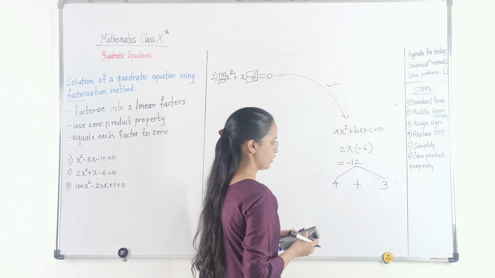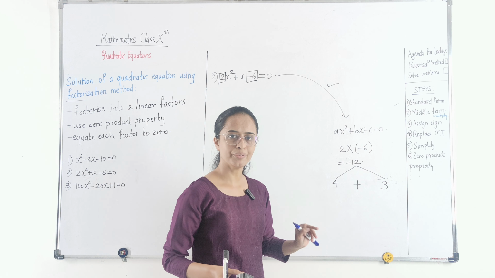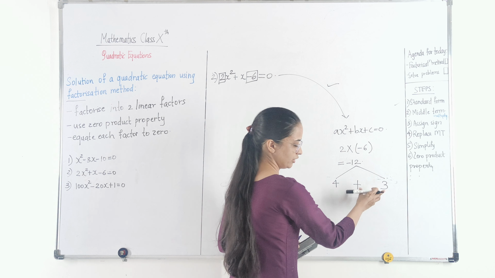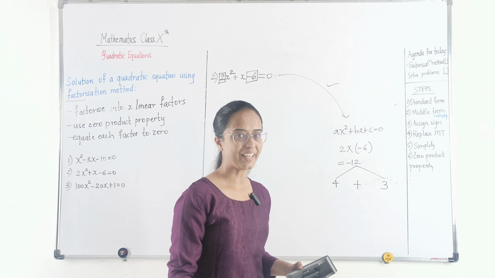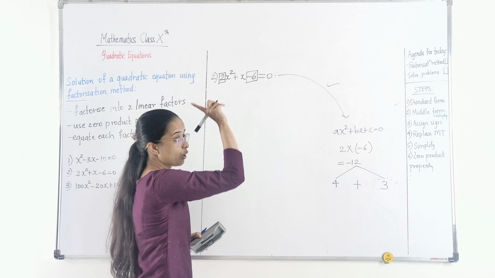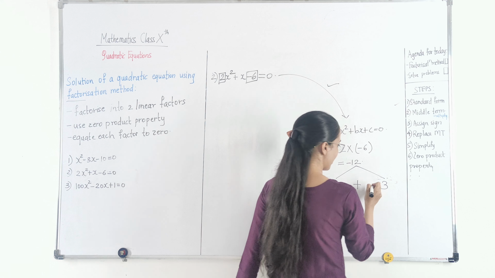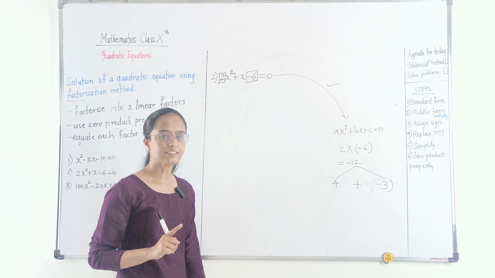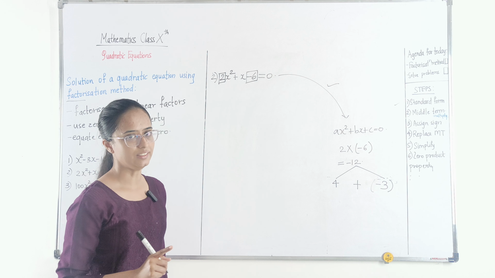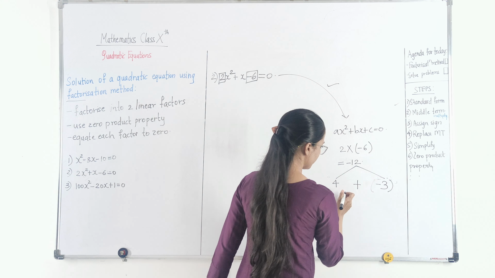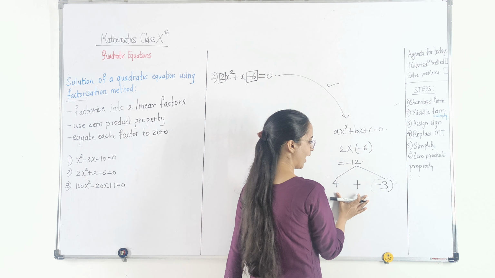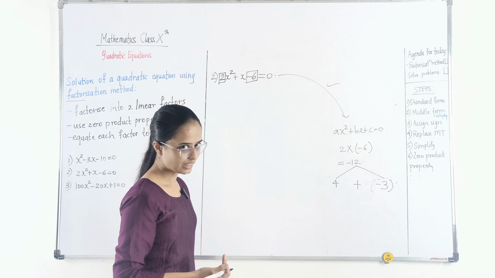I'm supposed to add. If I add 4 plus 3, I'm going to get 7. If I add minus 4 over here and plus 3, minus 4 and plus 3 is minus 1. But we don't want minus 1, we want plus 1. And that is why we would be giving minus sign to the number 3. And this is how you would be deciding the signs for these terms. So here, when you multiply these two numbers, you're going to get minus 12. And when you add these two numbers, you're going to get plus 1.